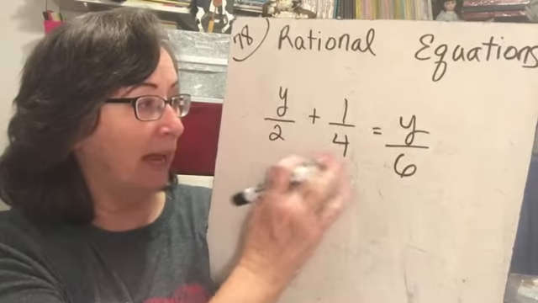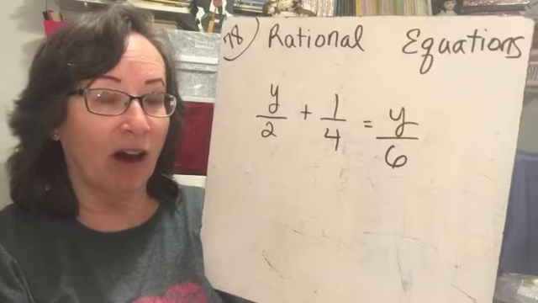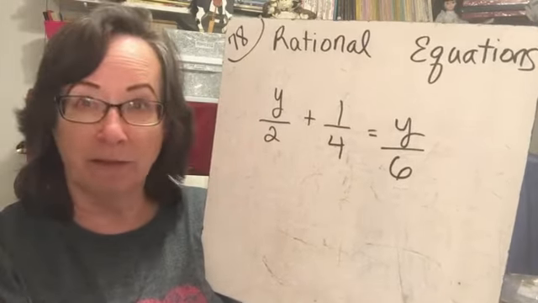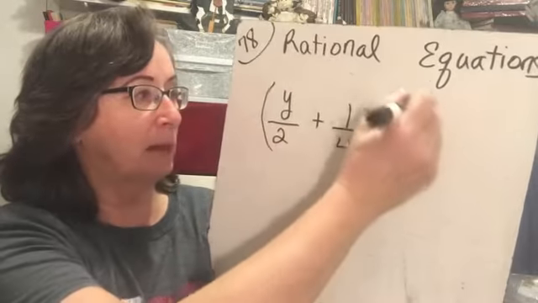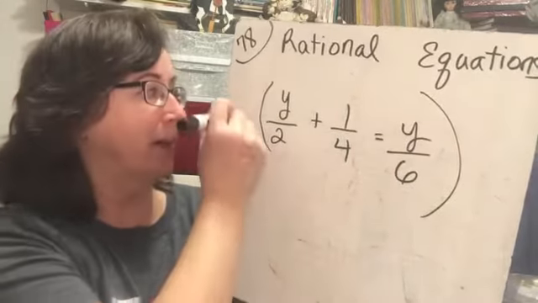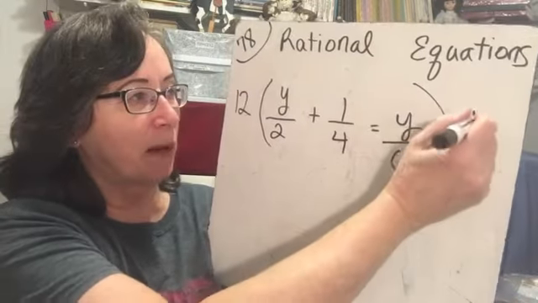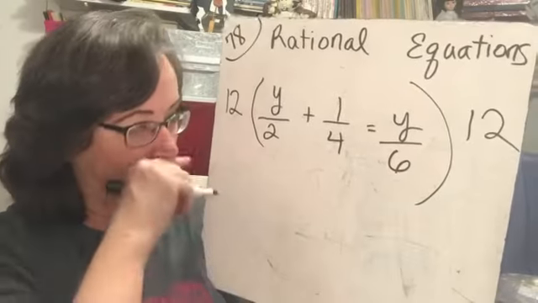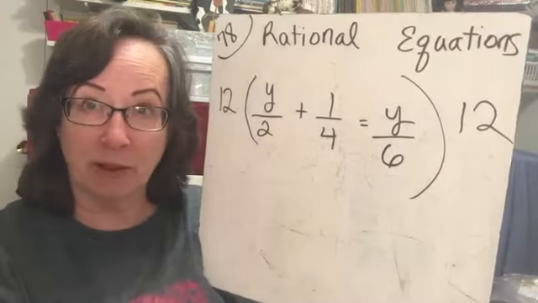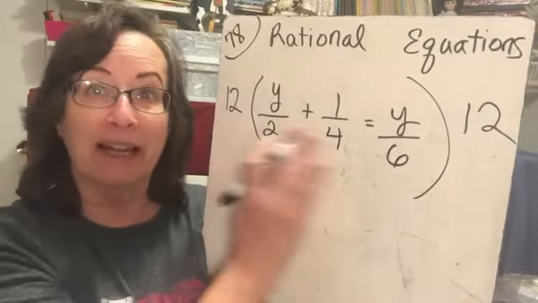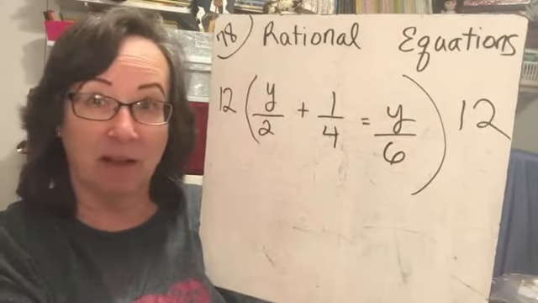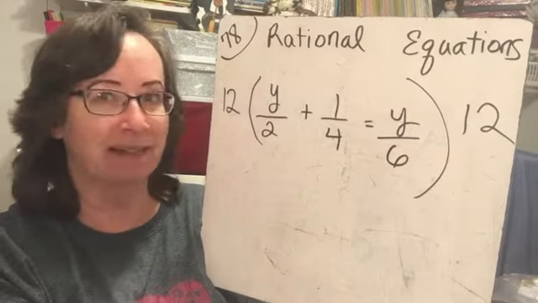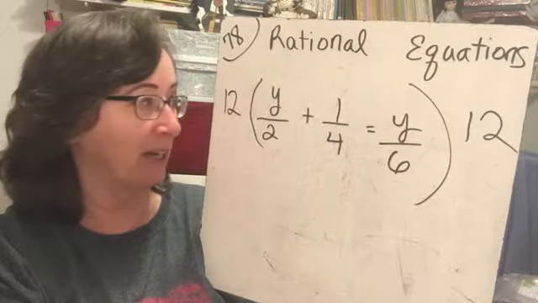Well, 2 and 4 and 6 all have a least common multiple, which is 12. So if we multiply the whole equation by 12 on the left and 12 on the right, we did nothing to the equation. Okay, so that's our multiplication property of equality, which says that if I multiply the left-hand side and the right-hand side by the same non-zero quantity, I don't change a thing. But the form of the equation becomes much handier.